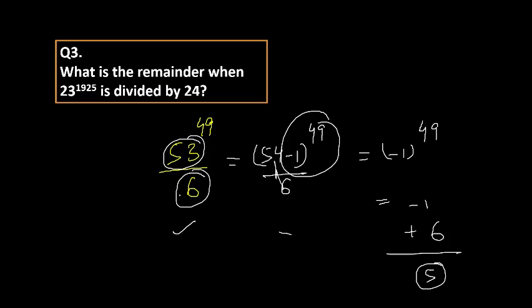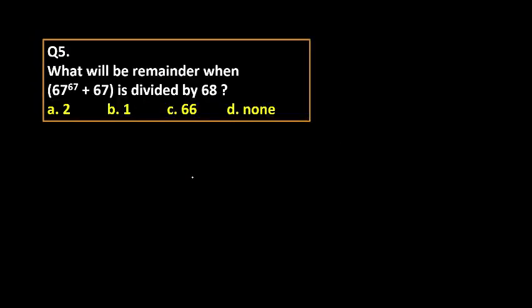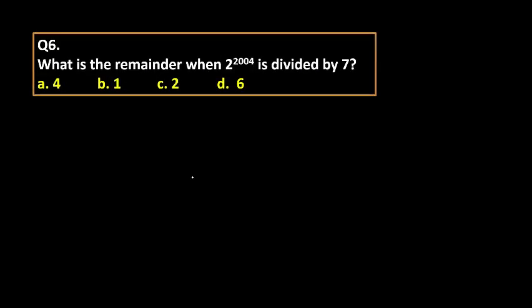Okay. So whenever you have bigger number at the upper side, you can find the nearest multiple and you can mark your answer. But sometimes you will get very small number here and very big number at the denominator. For example, this 2 raised to the power 2004 when divided by 7, what will be the remainder? So sometimes it will be opposite, that you have a bigger number here and a very small number here.